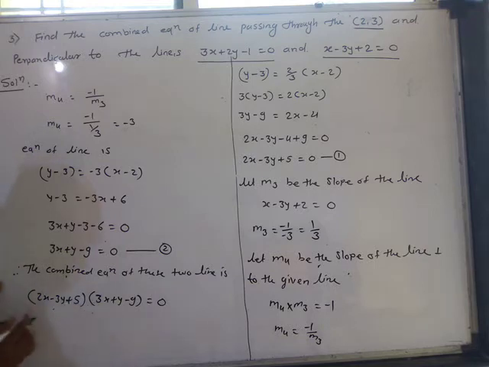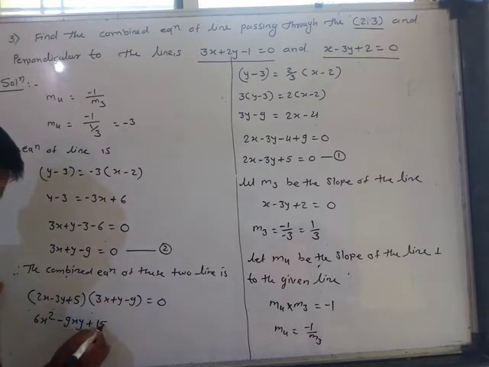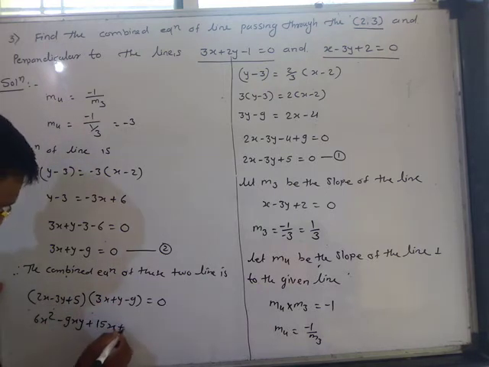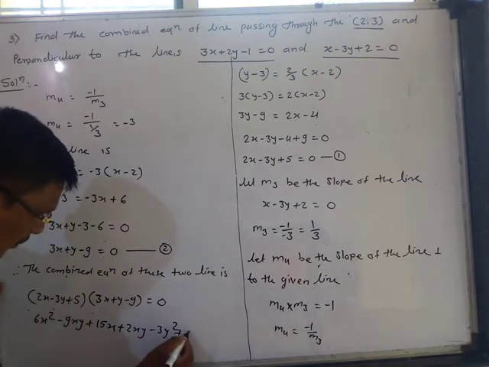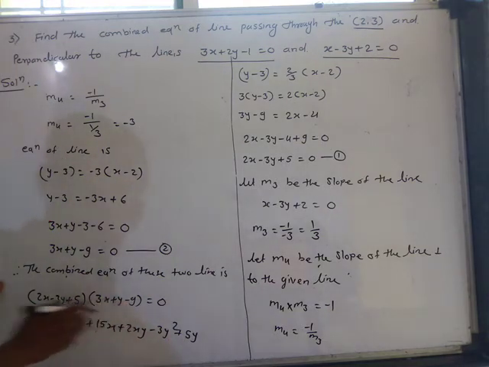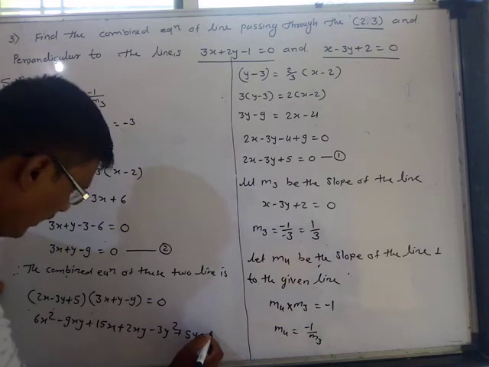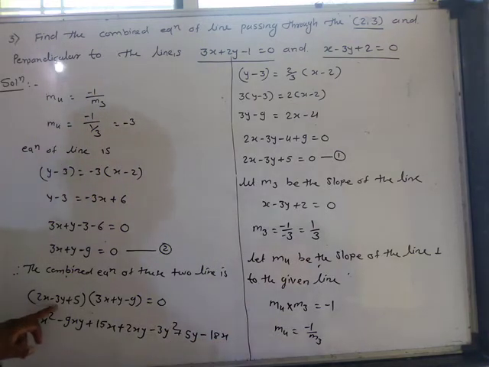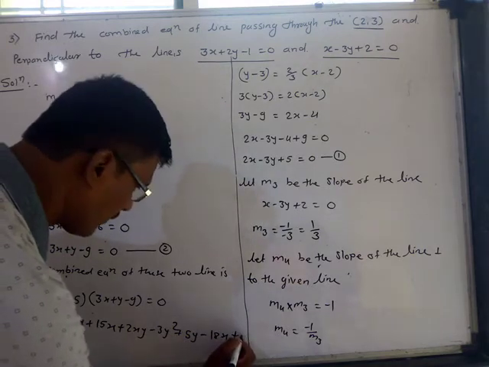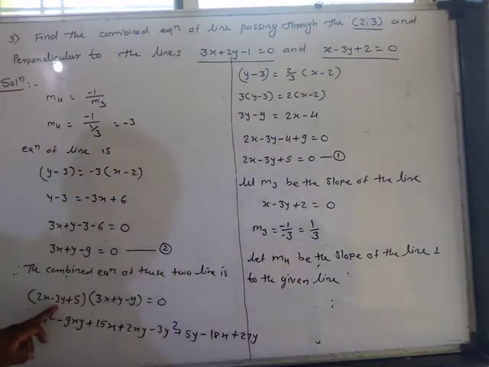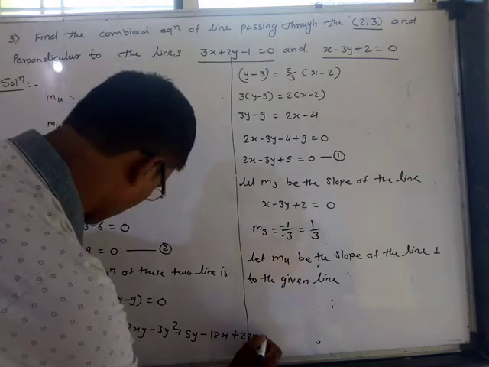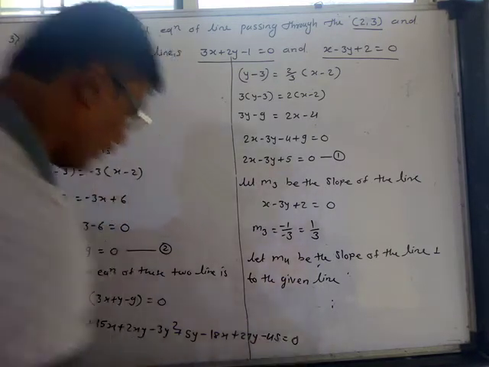So take the product, then this is 6x square, minus 9xy, then again plus 15x, then plus 2xy minus 3y square plus 5y, then minus 9 multiplied by each term: minus 18x, minus minus plus 27y, then minus 45, and this is equal to 0.